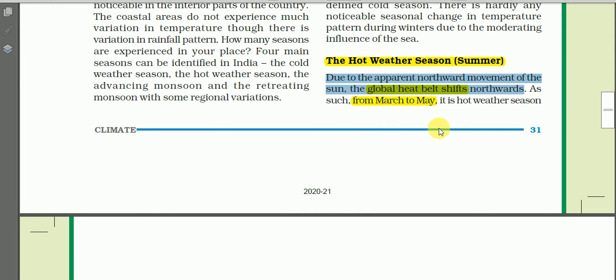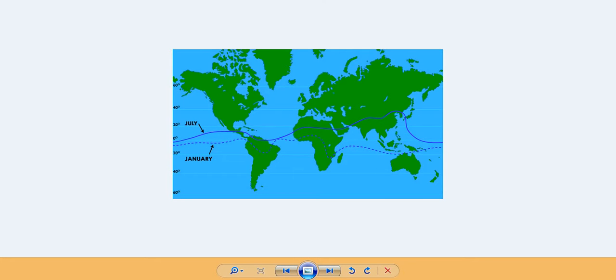And as such, from March to May, it is hot weather season. That is, we have 3 months under the hot weather season, that is March, April and May.